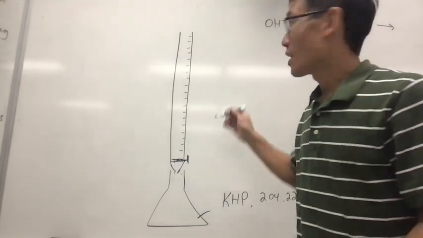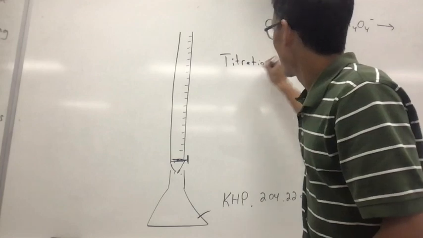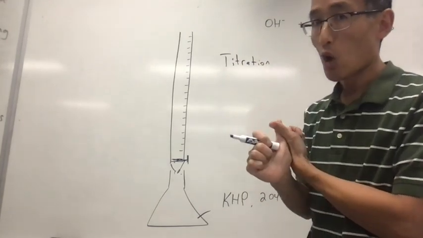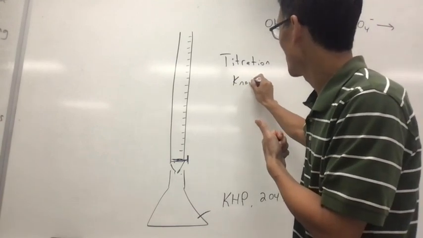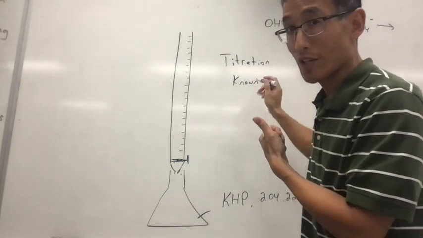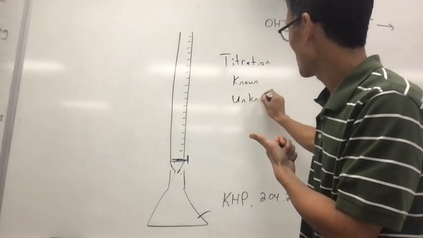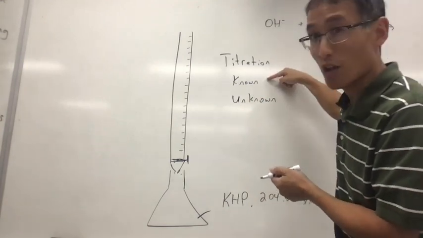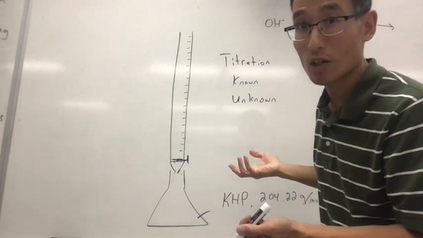Titration. It is a process in which you take a known amount of something, so we have a known, and then we have an unknown amount of something else, and you take the known and you figure out what you want to know about the unknown.